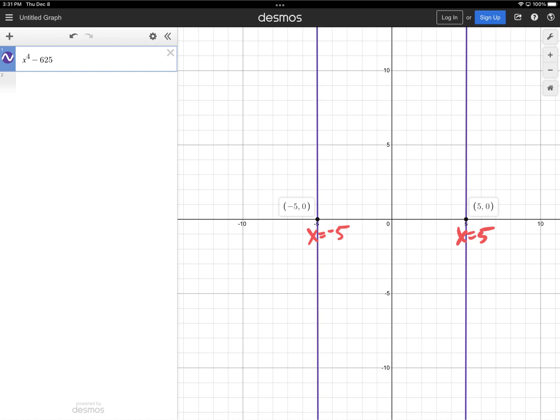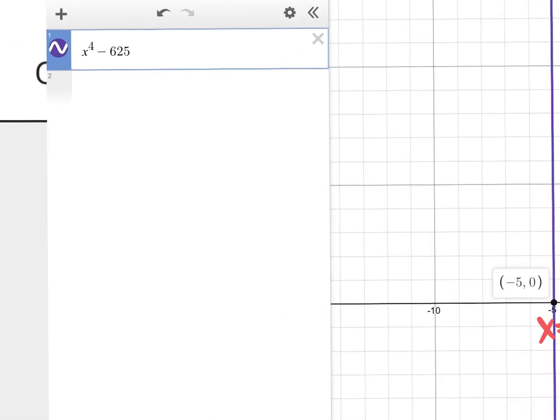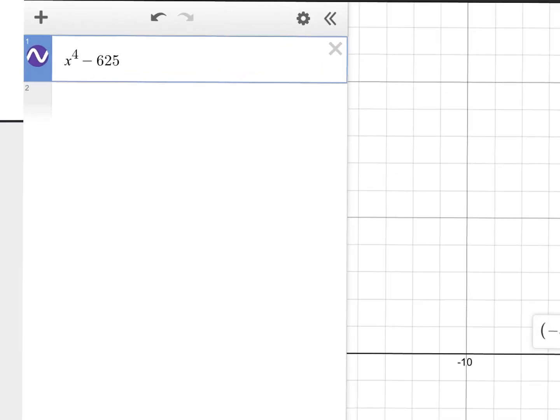So what we're going to do is take this answer and use it to depress the polynomial to make it an x to the third. And then once I get my depressed polynomial, I'm going to use the other answer to depress it further to get an x squared, and we should be able to solve a quadratic equation. So right here, x is -5.